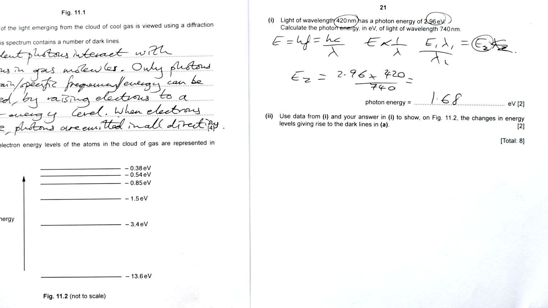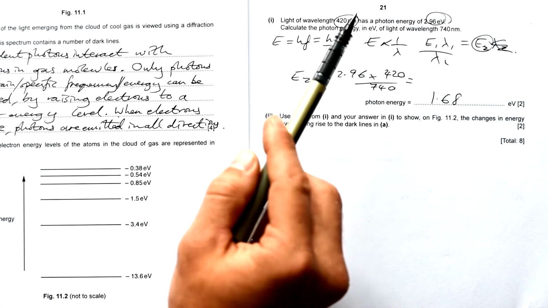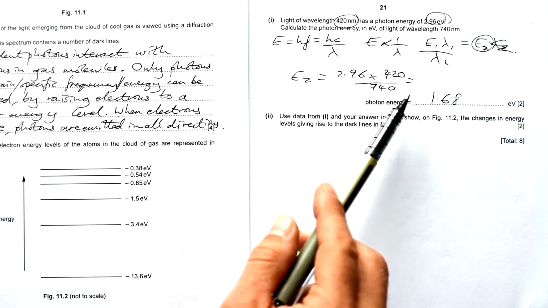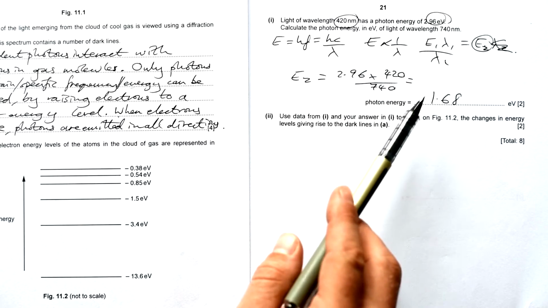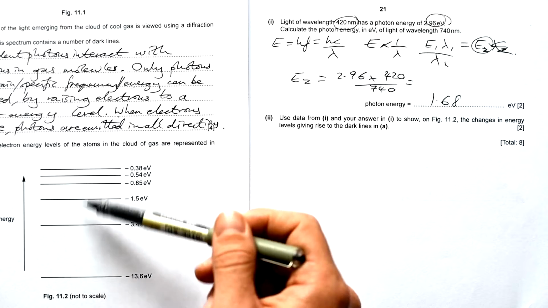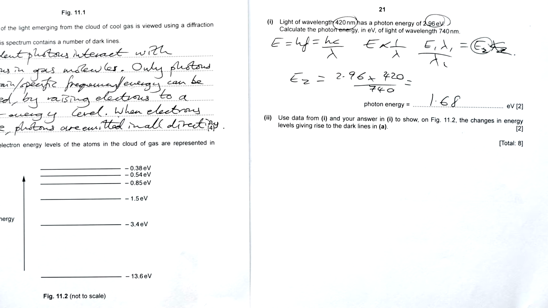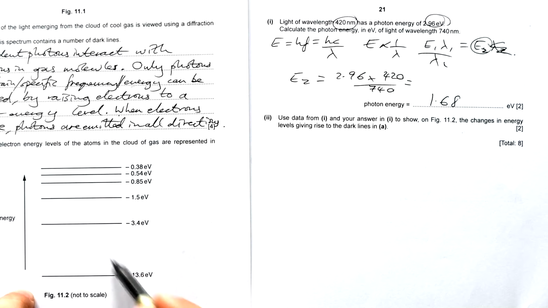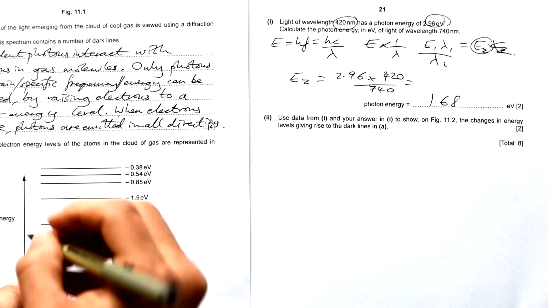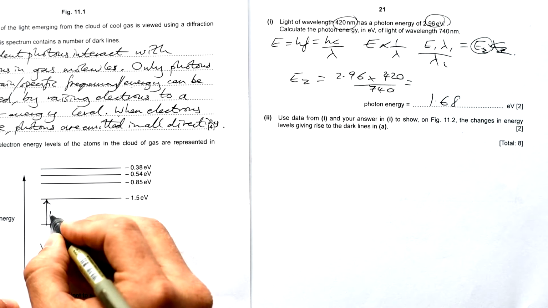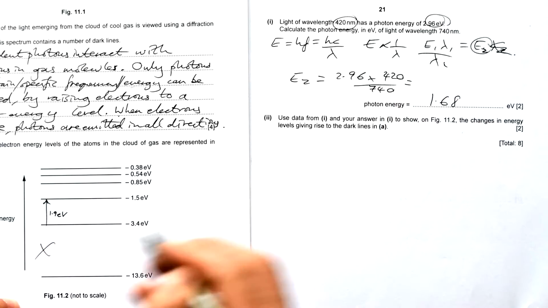Use data from 1 and your answer to 1 to show the changes in energy levels giving rise to the dark lines in part A. Okay, so we have the maximum and minimum wavelengths and therefore the maximum and minimum energies. We're looking for any energy difference that sits between 2.96 and 1.68 electron volts. So we can't do anything between here. So there's nothing between 13.6 and 3.4. What about 3.4 to 1.5? What's the difference there? Well, that's going to be 1.9 electron volts, and that does sit between there.